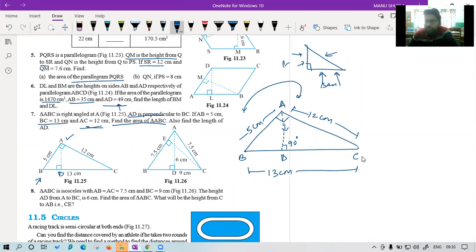But if you change the base, the perpendicular will change too. We can take this in this question. If you take BC as base, you have to take AD as perpendicular, but you don't know the value of AD. That is a problem.